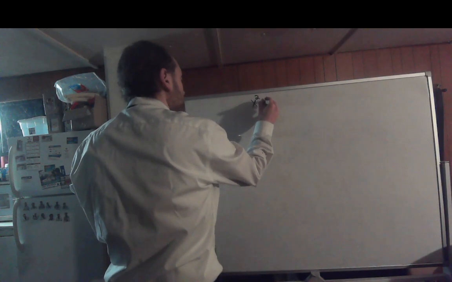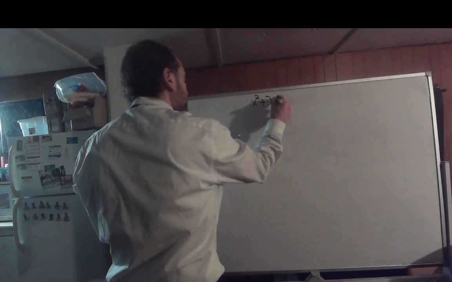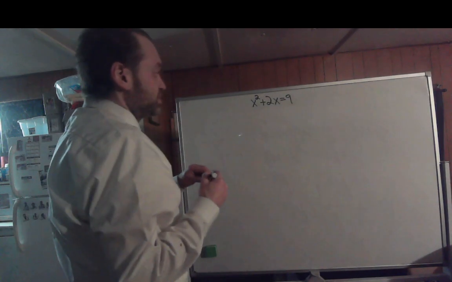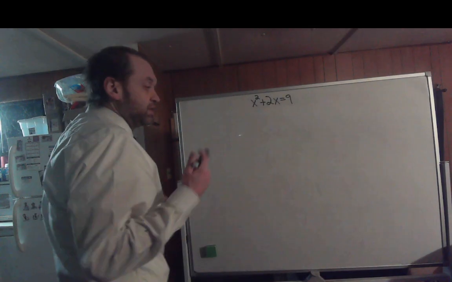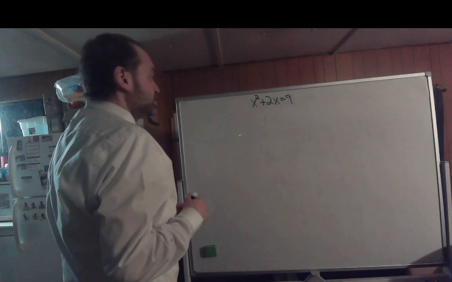All right. So we have x squared plus 2x equals 9. Well, the good news is the constant term is already on the right-hand side. It's not on the left, so that's going to make life easier.